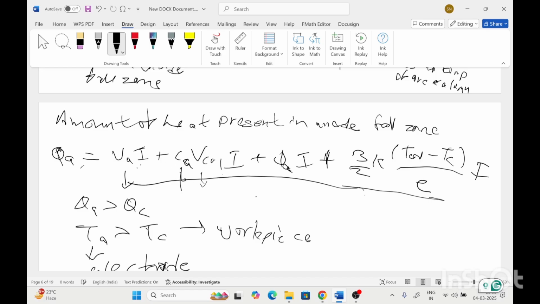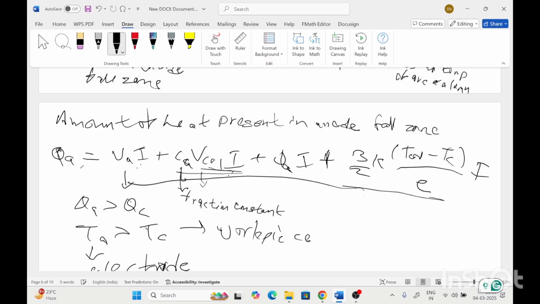So this is the fraction. Not the total heat will transfer from the arc column to the anode, only a fraction will contribute. So this is the fraction constant, Ca. V column I is the heat of the arc column, and some fraction of the heat from the arc column will transfer to the anode. Next is work function multiplied by current.